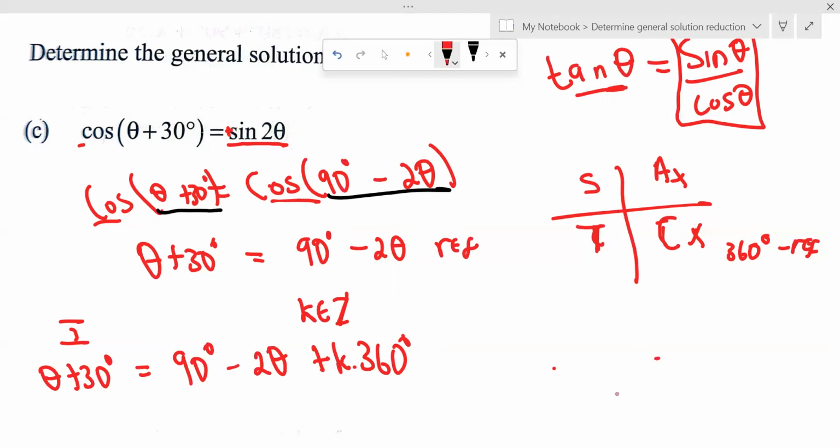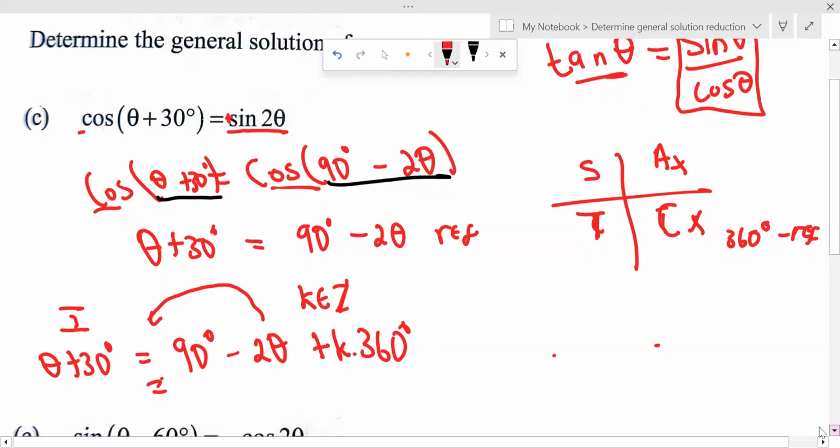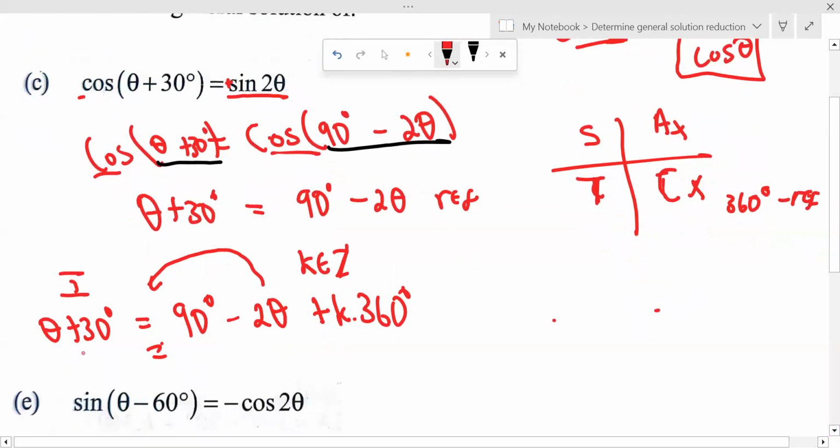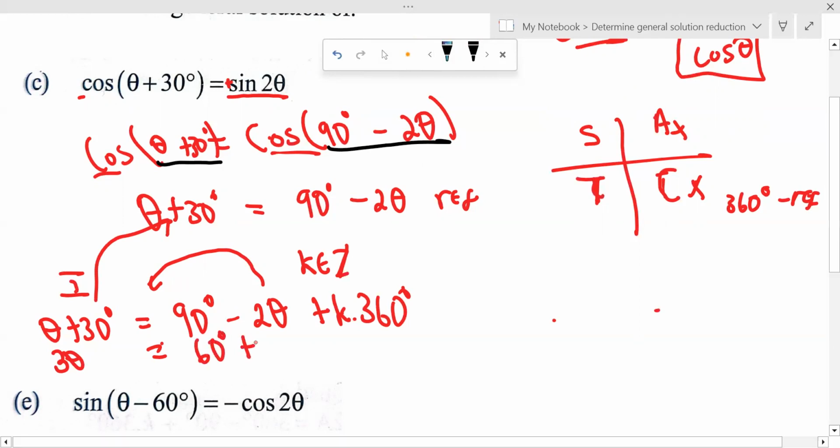If we simplify the following, we are supposed to take this 2 theta, which is positive, to this side. It's going to become negative, okay? When it goes to that side, it becomes positive. So we have 3 theta, and then we take 30 to the other side, and it's going to become negative. So you're going to have 90 minus 30. What is 90 minus 30? So you have 60 degrees plus K multiplied by 360.